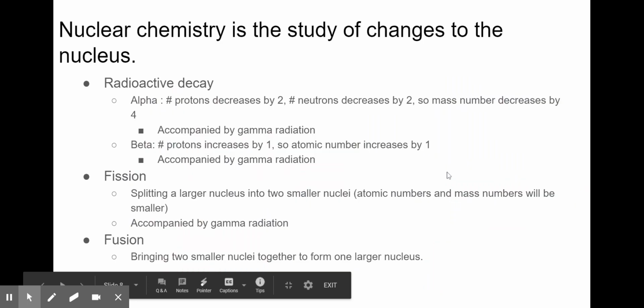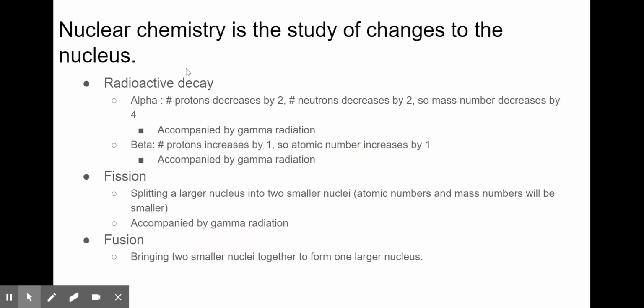All right, so let's talk about nuclear chemistry. Nuclear chemistry is the study of the changes to the nucleus. Again, we've talked about these in terms of their vocabulary definitions. Radioactive decay, we can have alpha, beta. We also can see fission, okay?